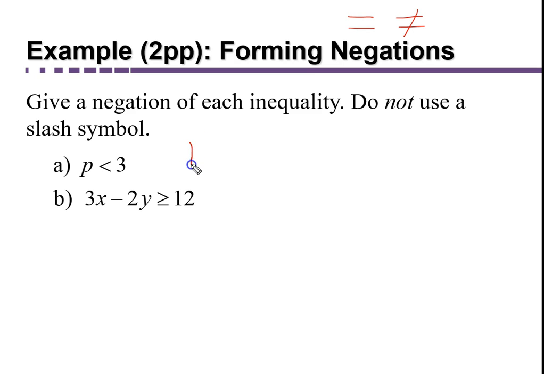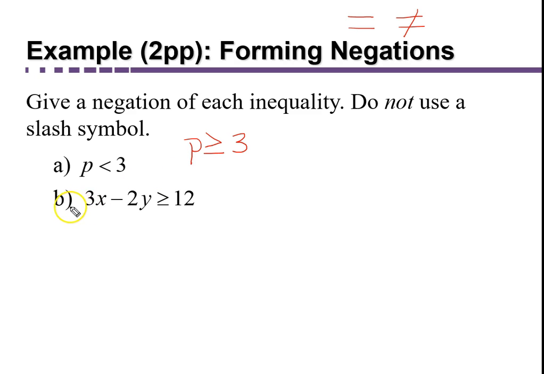Well, it would be P is greater than or equal to 3. Now you might say, how about just greater than without the equal? Then you would be leaving out the equal that would negate this. So it's important that you put both parts.